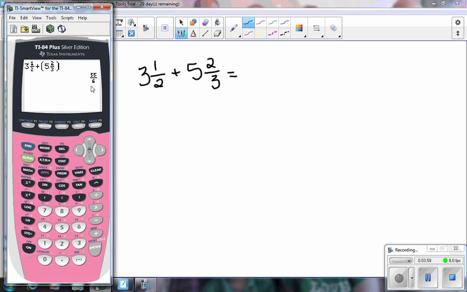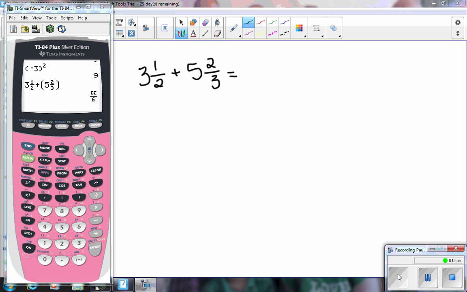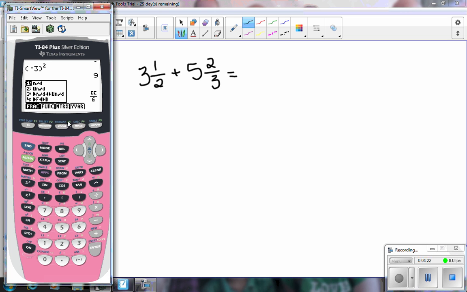That is fine, but you might want it written as a mixed number, and you can change that to a mixed number by going alpha into the y equals, and let's go here. That didn't work, so hold on just a minute. Okay, I see it now. Probably some of you saw it when I did this. Alpha and then the y equals, and it wasn't this one, it's one more down.